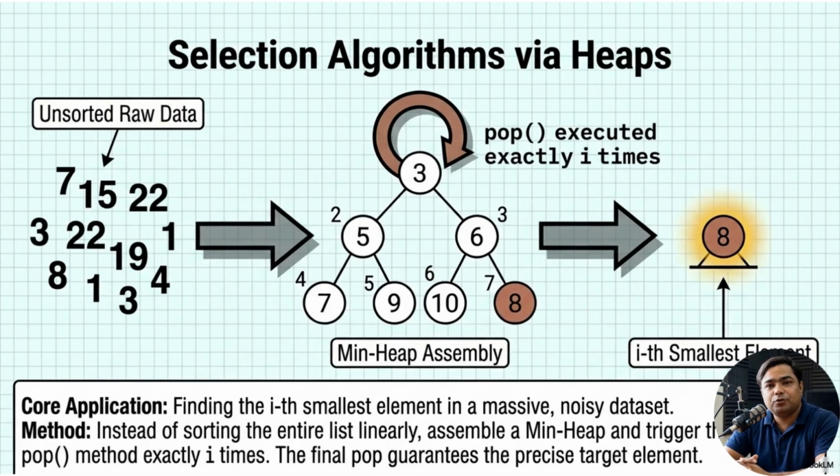This method is useful when we do not need a fully sorted list. We only need a specific ranked element. This idea is used in many real world systems. For example, we may want to find the top k search results, the smallest k distances, the highest priority jobs, or the most relevant recommendations. Heaps are very powerful because they allow us to repeatedly access the next smallest or next largest item without sorting everything from scratch. So the heap is not just a tree structure. It is also a practical tool for efficient selection and priority based computation.